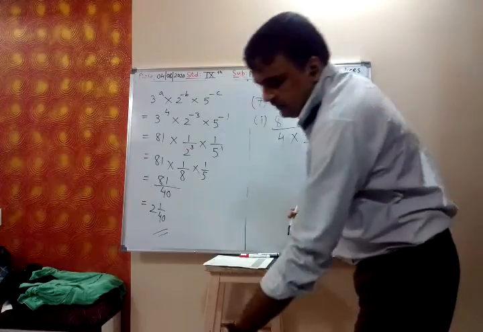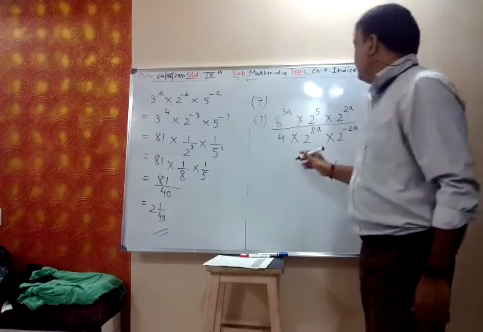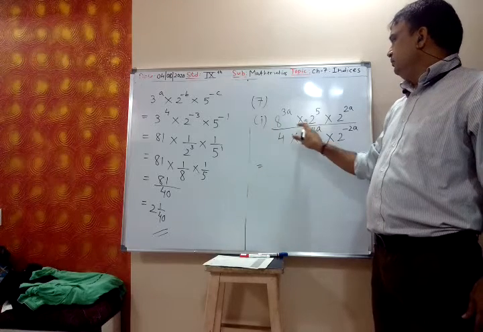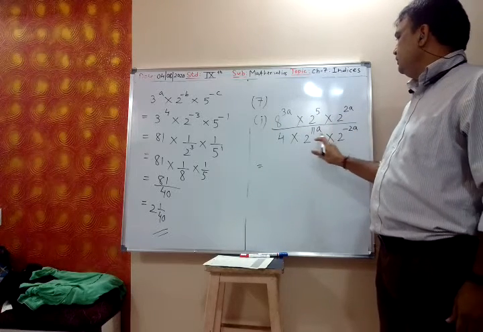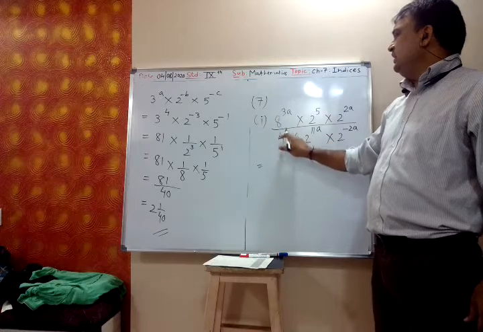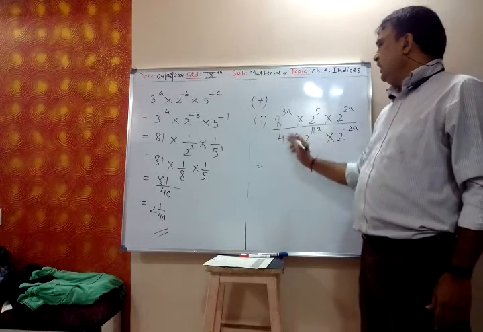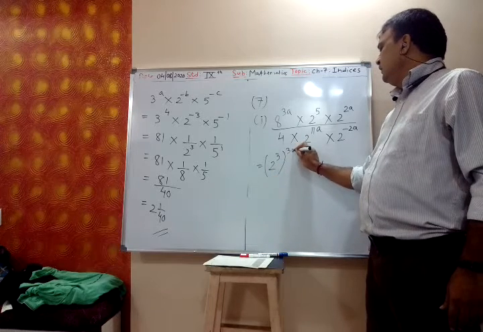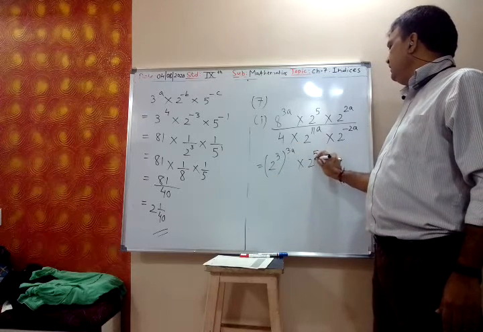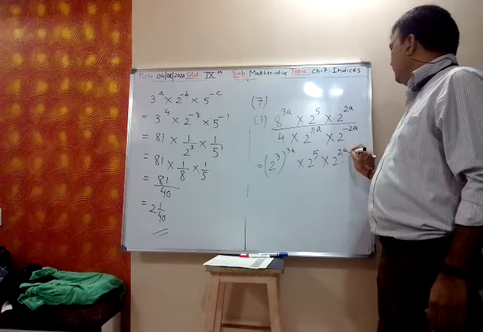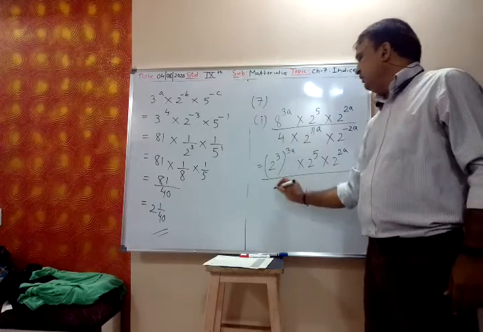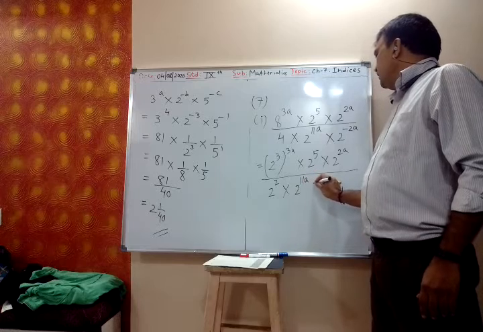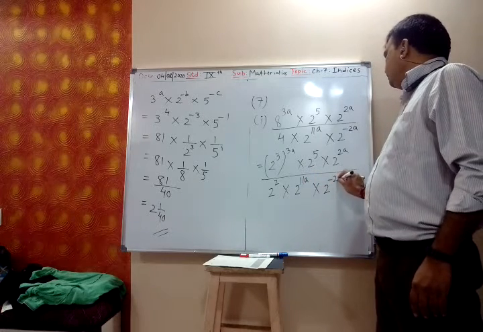Now everywhere multiplication is there, so we have to convert this into powers of 2. The base is 2 everywhere. So 4 and 8 I will write in terms of base 2. 8 I can write as 2 raised to 3, raised to 3a, into 2 raised to 5 as it is, into 2 raised to 2a as it is, upon 4 I will write 2 raised to 2, into 2 raised to 11a, into 2 raised to minus 2a.